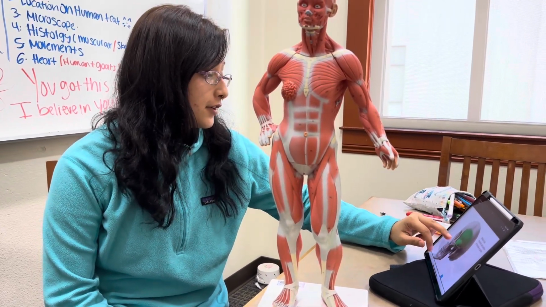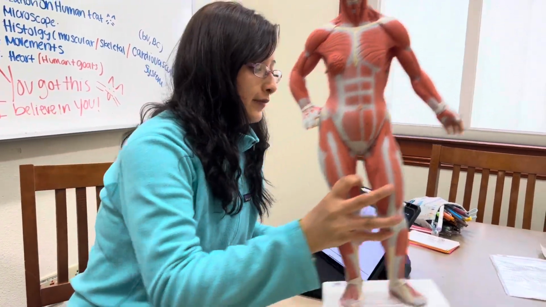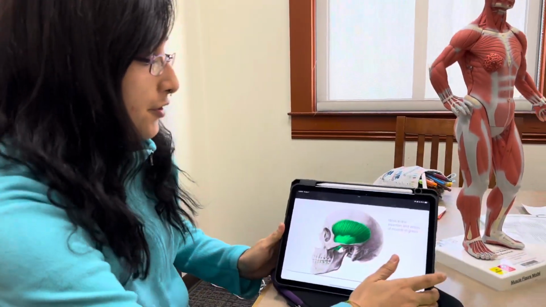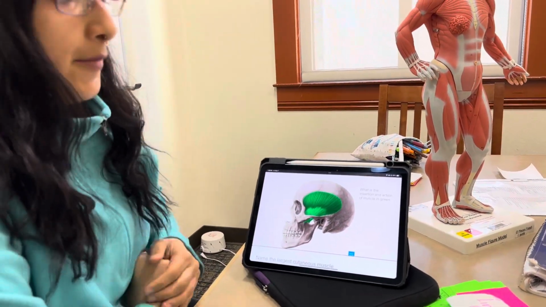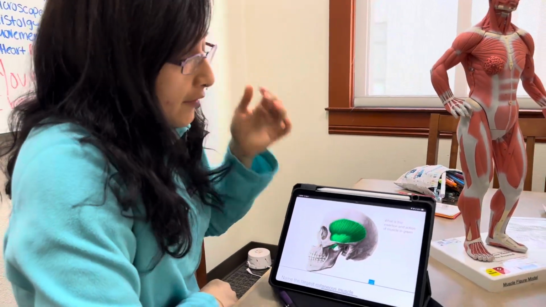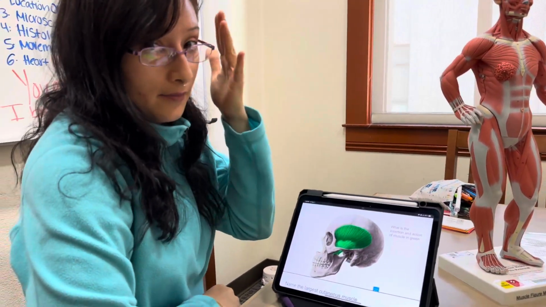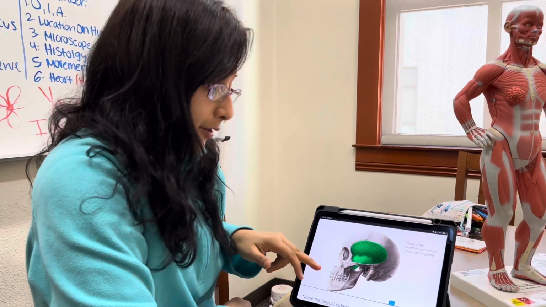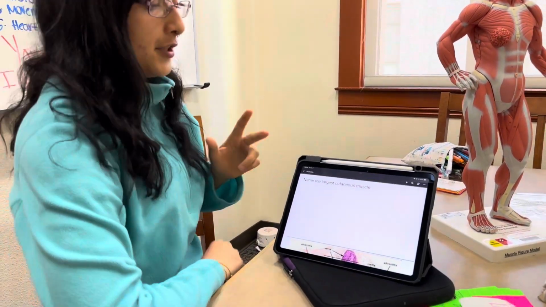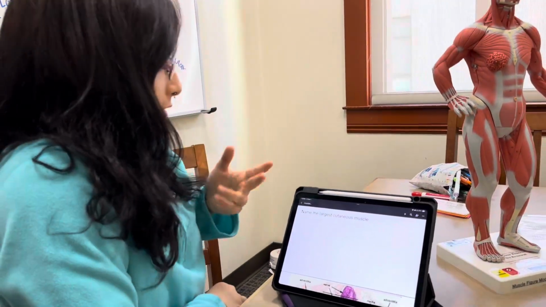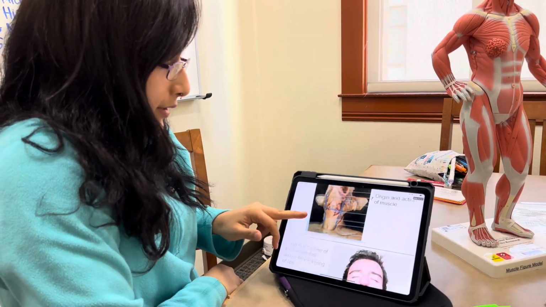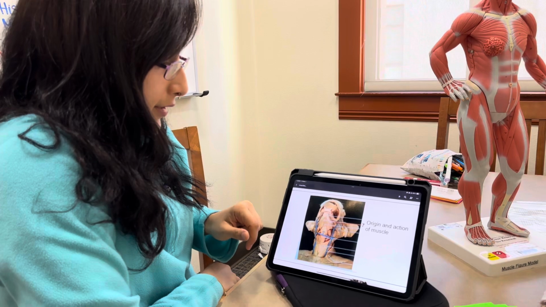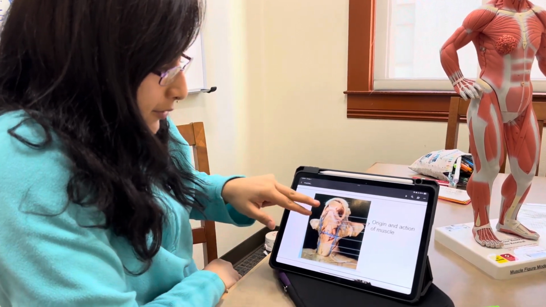I have some questions for you guys. So, I want you to tell me this. What is the insertion and action of the muscle in green? We talked about it in the beginning of the video. First off, you can see what bone that muscle covers, and it'll help you. Next, name the largest cutaneous muscle. I didn't technically go over that. And then it's blood vessels, different leukocytes. And then origin and action of the muscle.